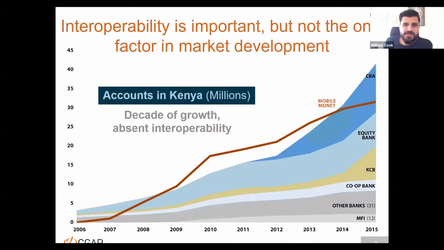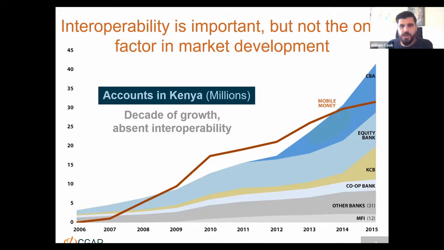So this slide is a bit of a caveat before we jump deep into an interoperability discussion. It's to note that interoperability is important, but it's not the only factor in market development. If you think of a market like Kenya and the 10 years or so following M-Pesa's launch, where the Kenyan market went from less than 20% of people having accounts to over 80% of people having accounts, that was not really a story of interoperability.